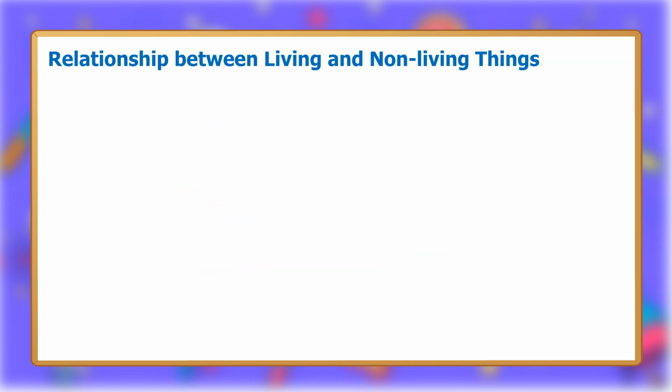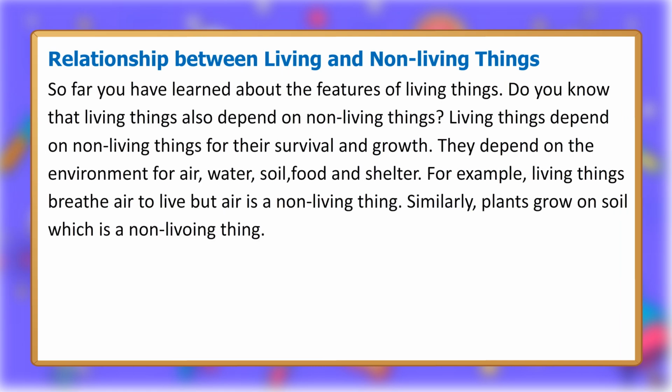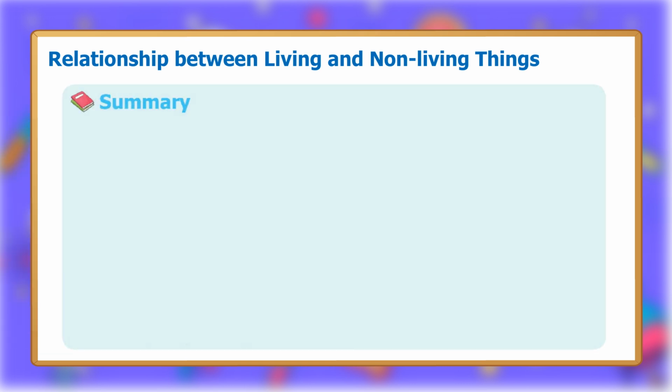Relationship between living and non-living things. So far you have learned about the features of living things. Do you know that living things also depend on non-living things? For their survival and growth, they depend on the environment for air, water, soil, food and shelter. For example, living things breathe air to live but air is a non-living thing. Similarly, plants grow on soil which is a non-living thing.